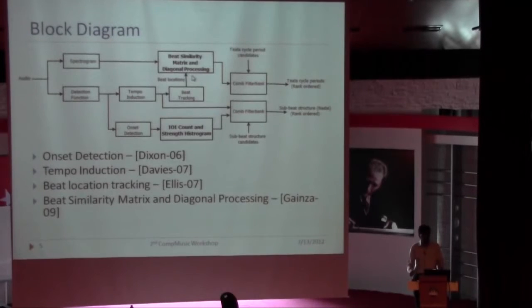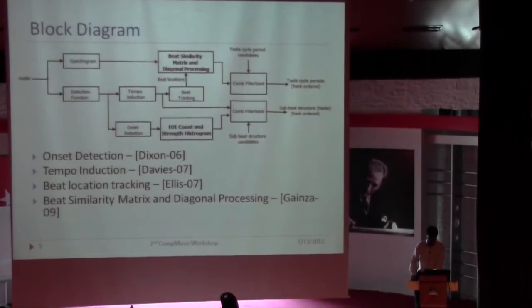Then we chop off the spectrogram at those beat locations to calculate a beat similarity matrix. The beat similarity matrix is further processed along its diagonals, which indicate periodicity, and we test the hypothesis of different cycle periods using a comb filter bank. A comb filter bank essentially averages out all the periods which are a multiple of a particular value, and then it emphasizes periodicities at a particular period, and gives us a rank ordered set of candidates.